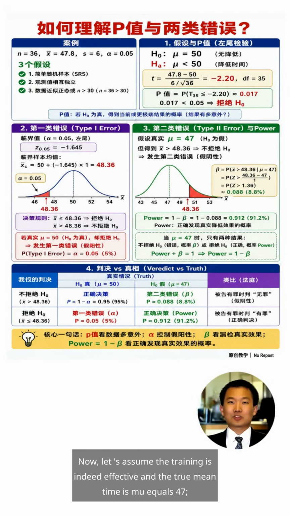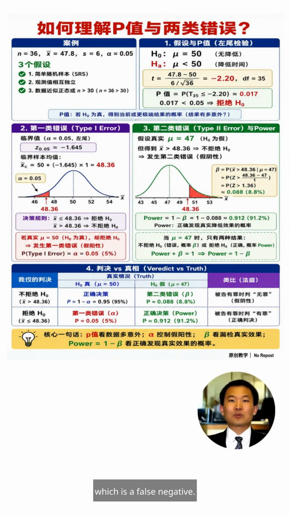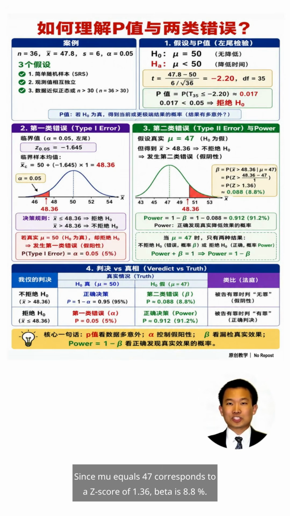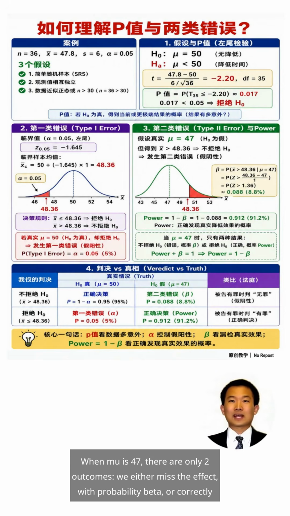Now, let's assume the training is indeed effective and the true mean time is mu equals 47. In this case, H0 is false. If we still fail to reject H0, we have committed a type 2 error, which is a false negative. With the same critical value, the type 2 error probability, beta, is P of x̄ greater than 48.36. Since mu equals 47 corresponds to a z-score of 1.36, beta is 8.8%. This means even with a real effect, there's an 8.8% chance we miss it.